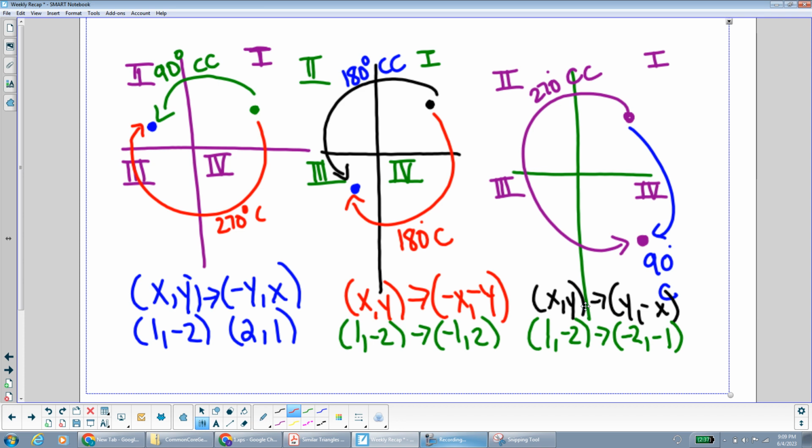Remember, when the question doesn't specify, it is always assumed that we are rotating in a counterclockwise direction centered at the origin unless the question otherwise states.